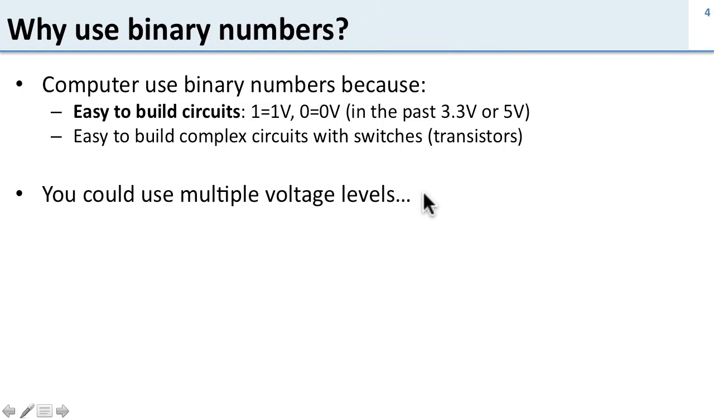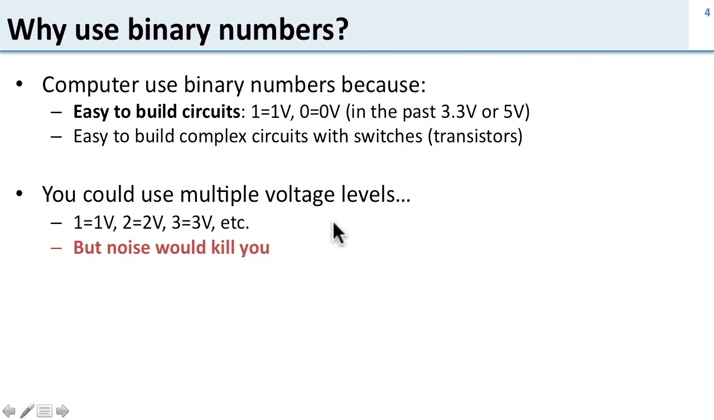Now, one other thing you could do is use multiple voltage levels. So instead of just having 1 volt be 1 and 0 volts be 0, we could say, well, let's have 1 volt be 1, 2 volts be 2, 3 volts be 3, this multiple voltage level logic. But there's a problem with that, and there's a very good reason why people don't do that today. And that's because the noise would kill you. We'll take a look at that in just a minute.